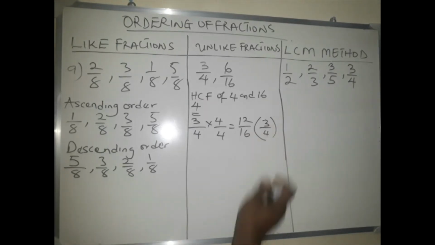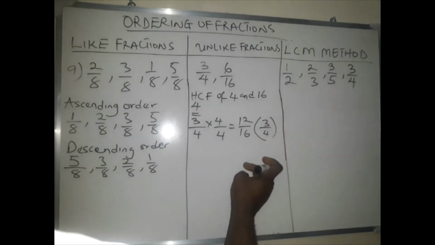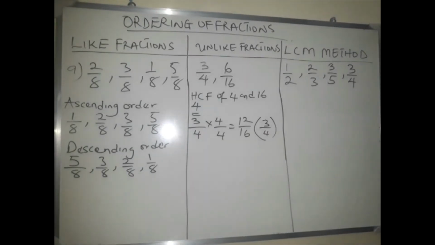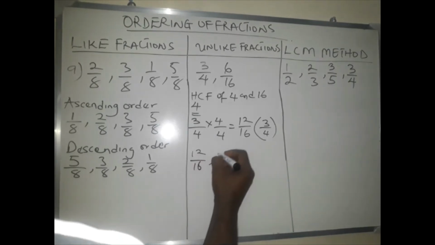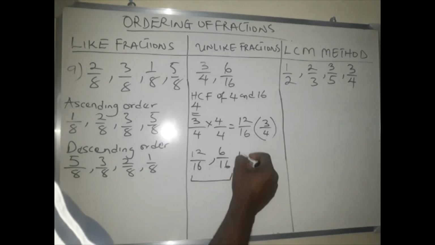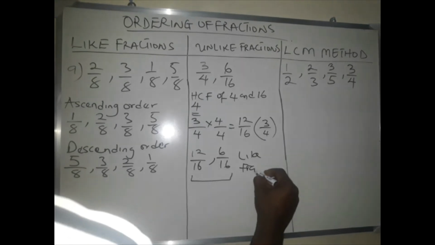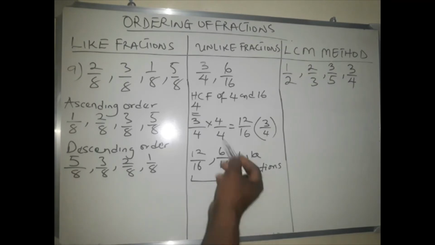So what we've done actually is convert 3 over 4 to 12 over 16. But its value still remains the same. So now we can write 12 over 16 and 6 over 16. 12 over 16 is the same thing as 3 over 4, but we just change it a bit so that this will now appear to be like fractions. So now from this we can determine which is the biggest fraction and which is the smallest fraction. So by looking at it, we can see that 12 over 16 is the biggest fraction, while 6 over 16 is the smallest fraction.